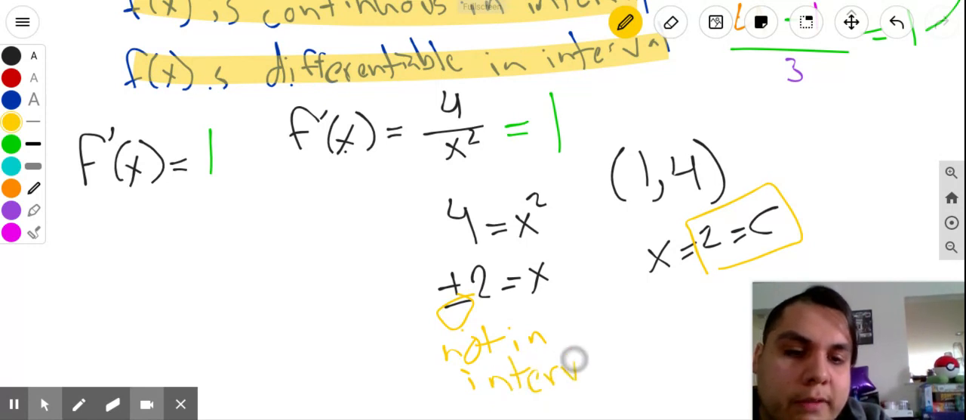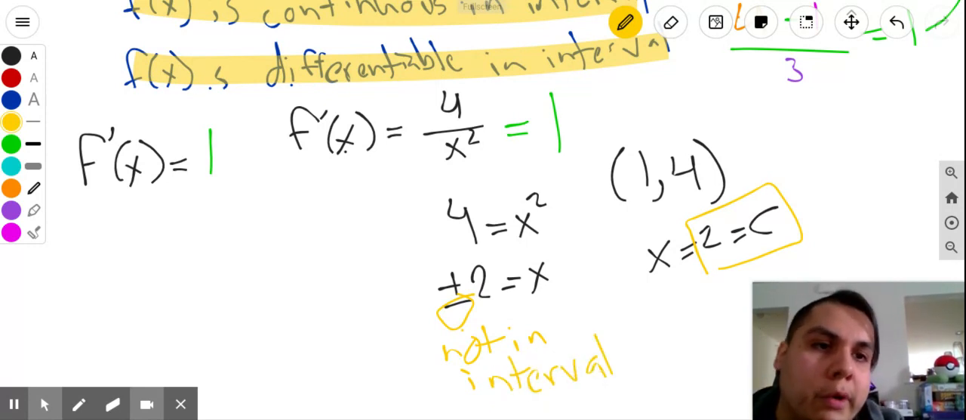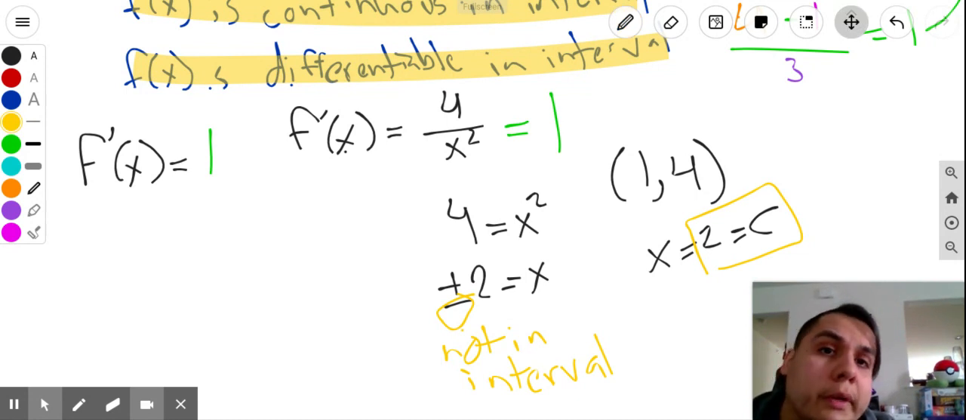And that's how I use the mean value theorem. But I also want to make sure that we're okay with some word problems because that's what we're going to focus on a little bit tomorrow.